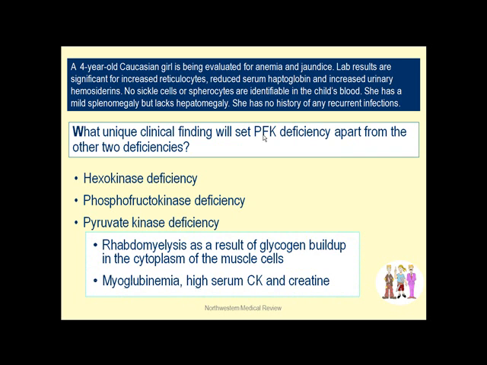Rhabdomyolysis, as a result of glycogen buildup in the cytoplasm of the muscle cells. As a result of rhabdomyolysis, patients have myoglobinemia, myoglobinuria, and serum creatine kinase level increases. Creatine kinase, which is usually confined to the striated muscles, may be released into the plasma as a result of rhabdomyolysis, and you can identify that in the serum as well. This disease is also called glycogen storage disease number 7.